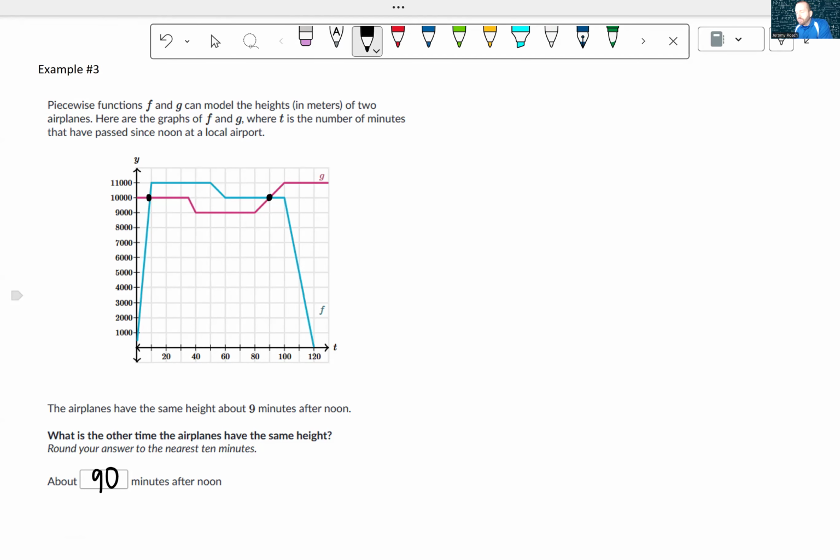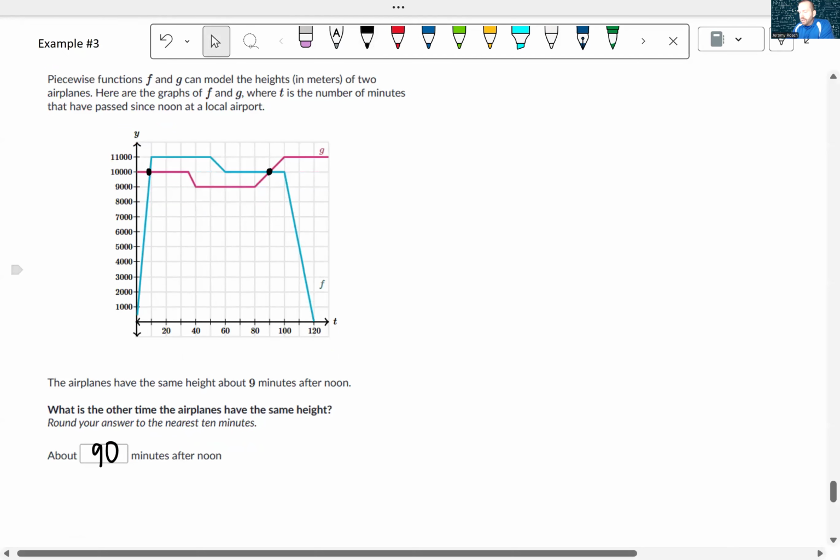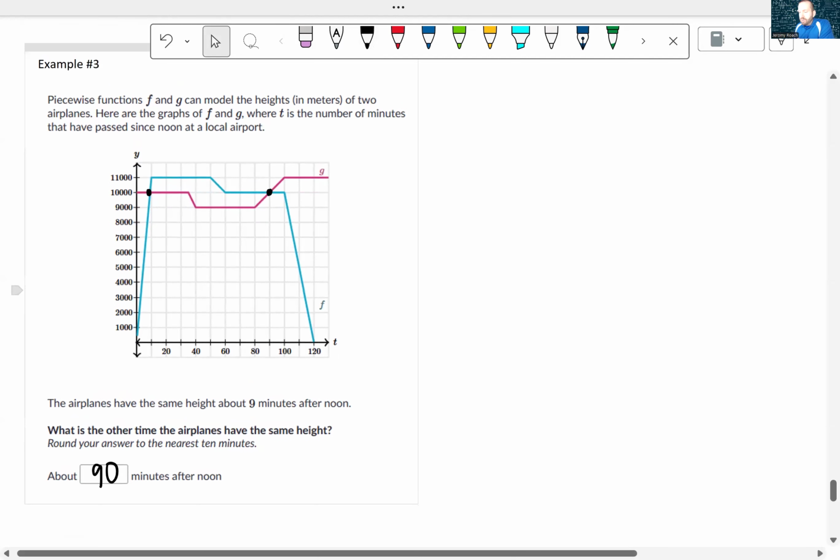That one was kind of an easy one. But that's just another way to examine what it means by an intersection of two graphs: it's just where they are the same.